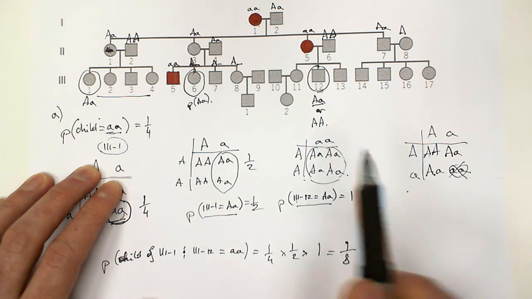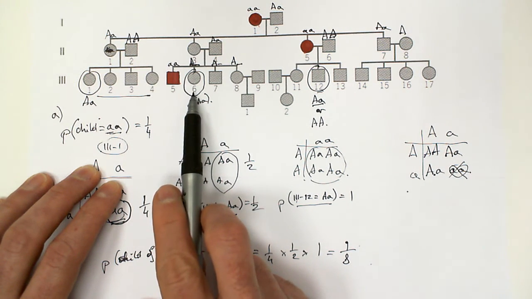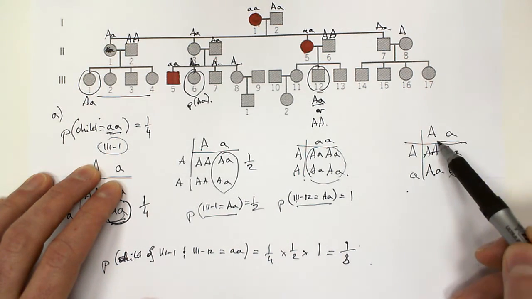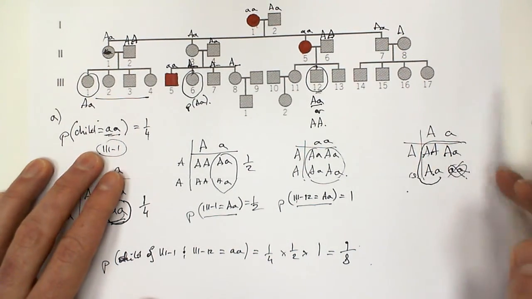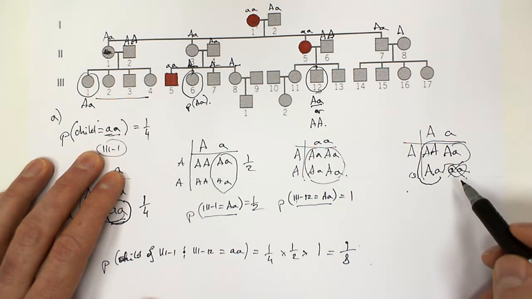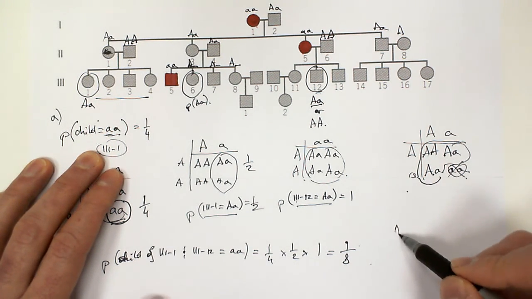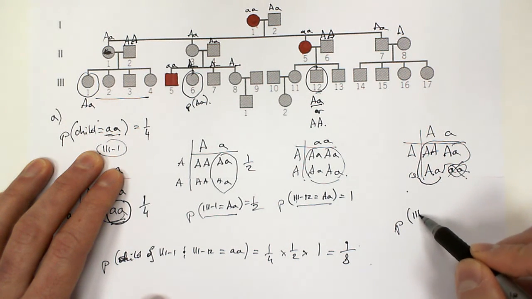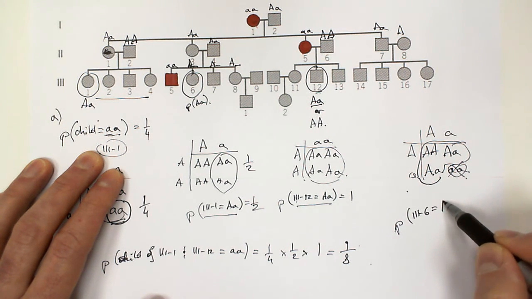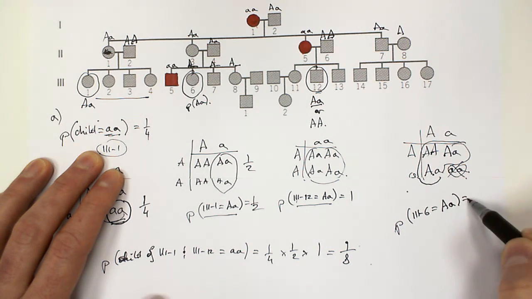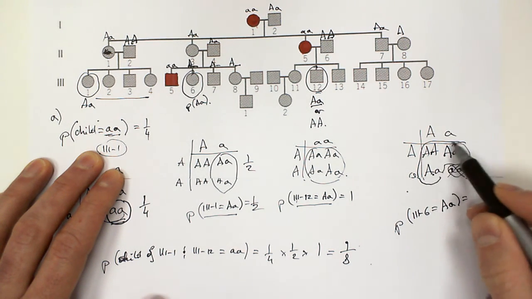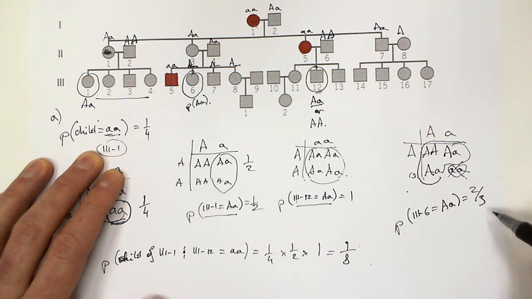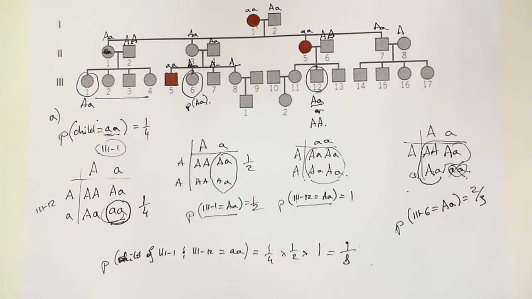Okay, so this individual could be either big A, big A or big A, little a, but what are the chances of them being big A, little a? Well, if you look at this, we have 3 possibilities, and 2 out of these 3 possibilities are big A, little a. So the probability of individual 3-6 being big A, little a is equal to 2 out of 3, so 2/3. Okay. Now once you know this, the problem becomes very simple. It becomes very similar to the rest of these problems that we have looked at so far.